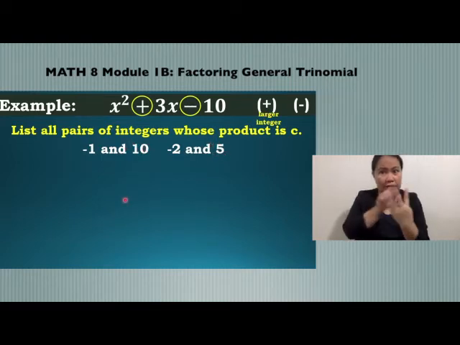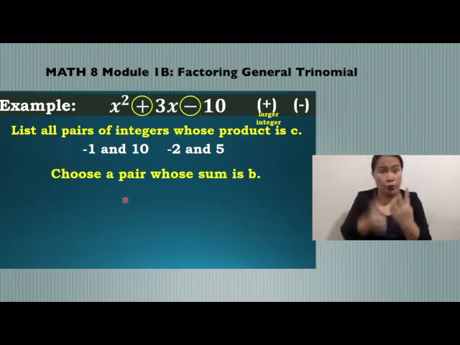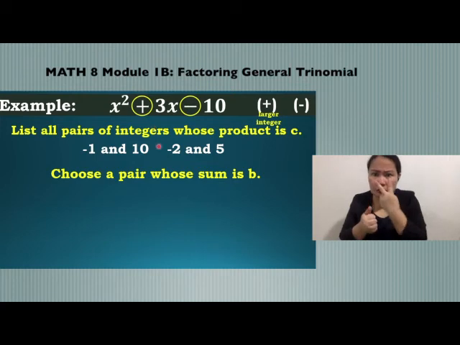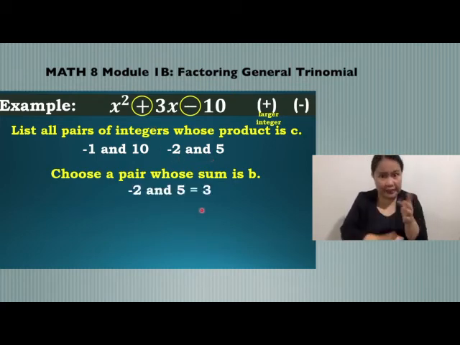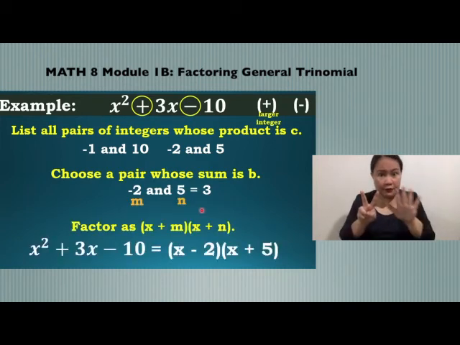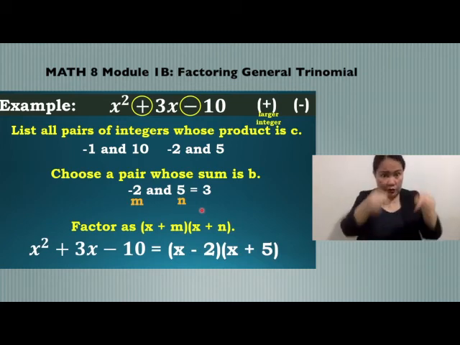Okay? So, next, choose a pair whose sum is B. So, pili ka naman, anong pair dito na kapag inadd natin ay positive 3? Obviously, it's negative 2 and 5. So, that is 3. So, therefore, our factored form of x squared plus 3x minus 10 is equal to x minus 2 and x plus 5.